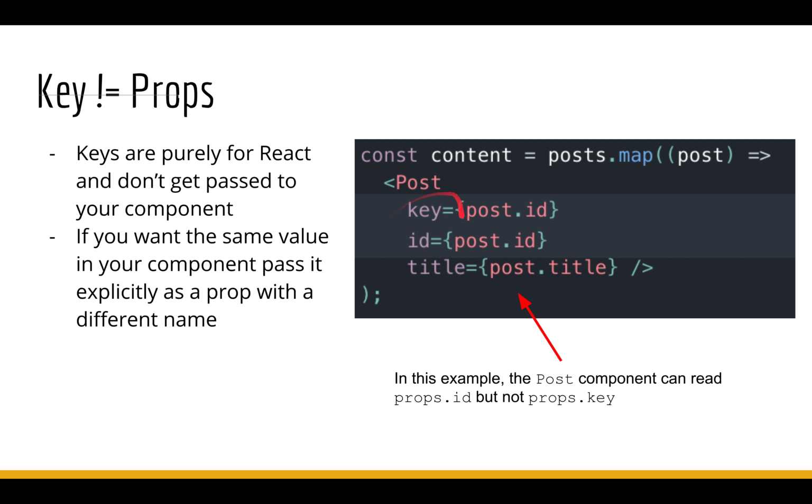And so in this example, the post component is going to be able to read ID and title with no problem as props, but it won't be able to get props.key. This is going to be undefined. It's not going to work. So if for some reason the value that you're passing in as a key is something that's important to the component that it needs to use, you need to make sure that you pass that in as a prop with a different name other than key, in addition to key. So yeah, that's an important takeaway as well.